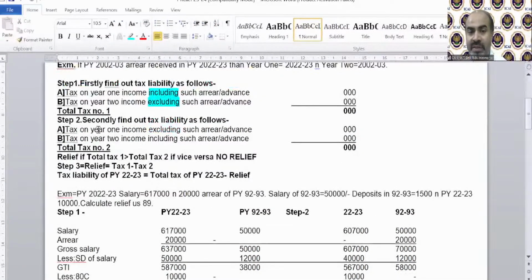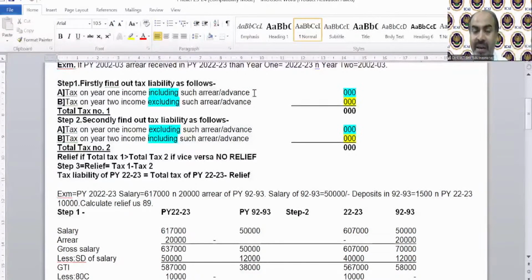Step 2, just do the reverse thing. Tax on year 1 income excluding the arrear, so now calculate tax on only 20 lakh rupees. And in that year 2, you need to tax the income including the arrear, that means on 14 lakh rupees. The tax of the year to which it belongs will be given in the question. We just need to calculate this tax in our question with the provision of previous year 22-23, assessment year 23-24. These year taxes will be given, including arrear and excluding arrear, both ways. So you just need to calculate one year.